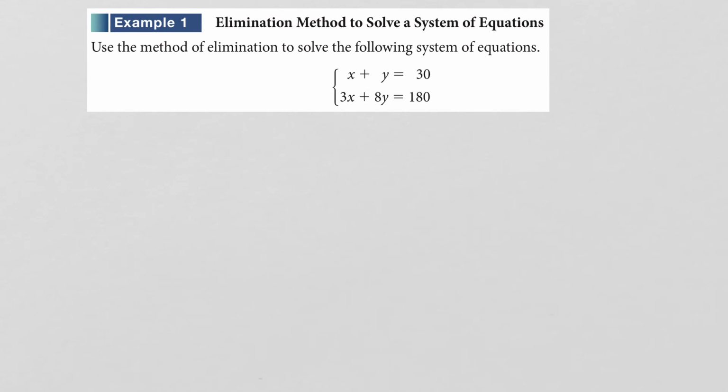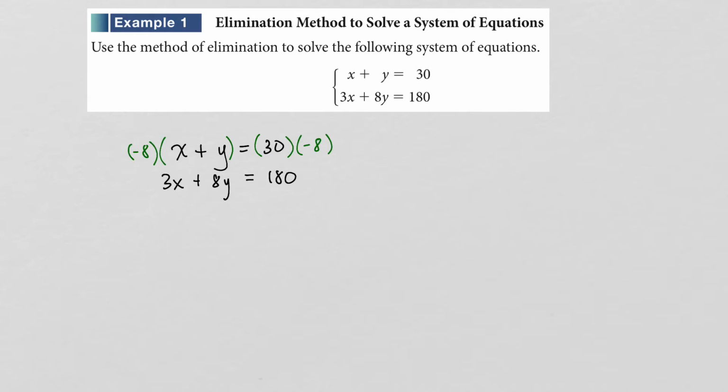One final note here is that if you choose to use elimination, you can eliminate either variable. So in the first attempt, I eliminated the x's by multiplying the first equation by negative 3. But we also could have eliminated the y's. To do that, we would have to multiply the first equation by negative 8 to cancel the y terms. Let's take a look at that.